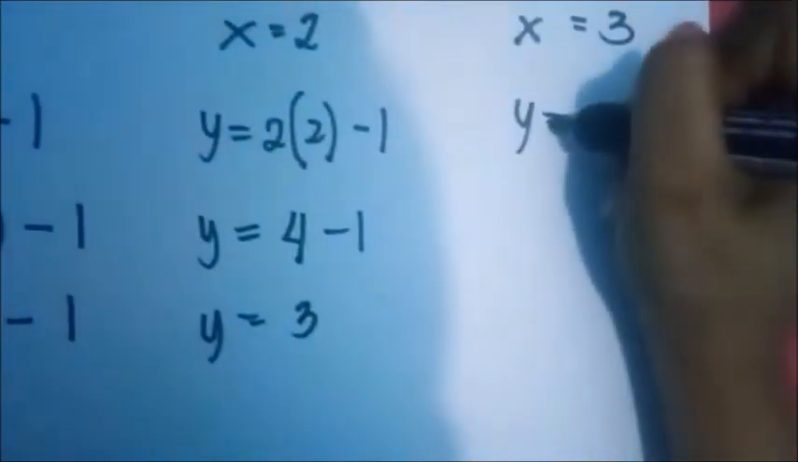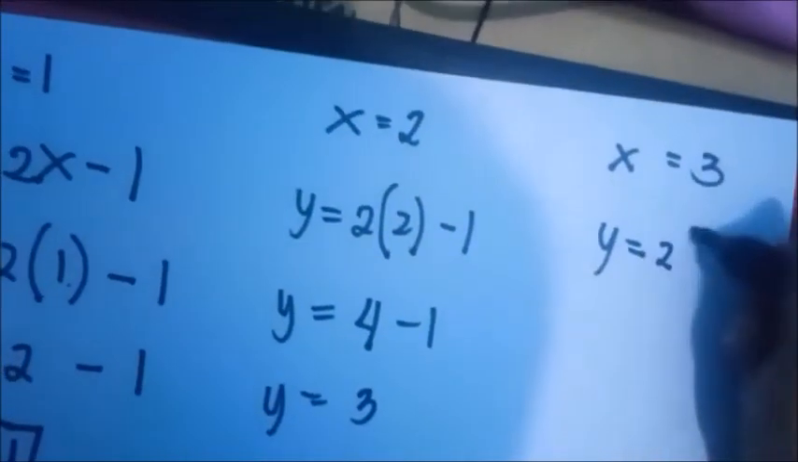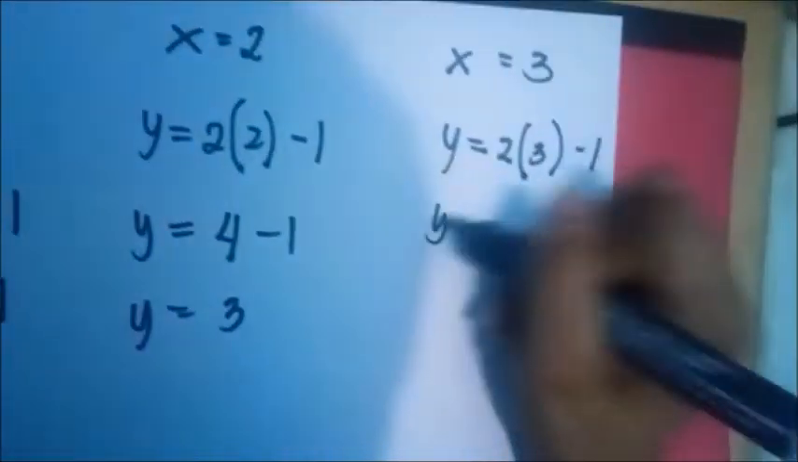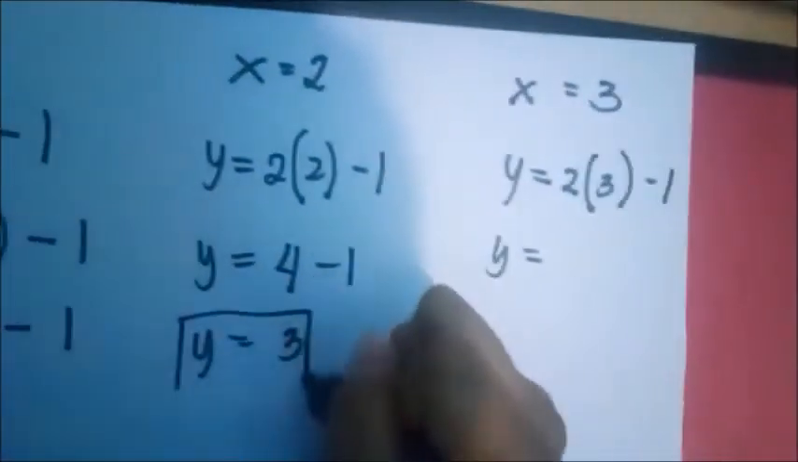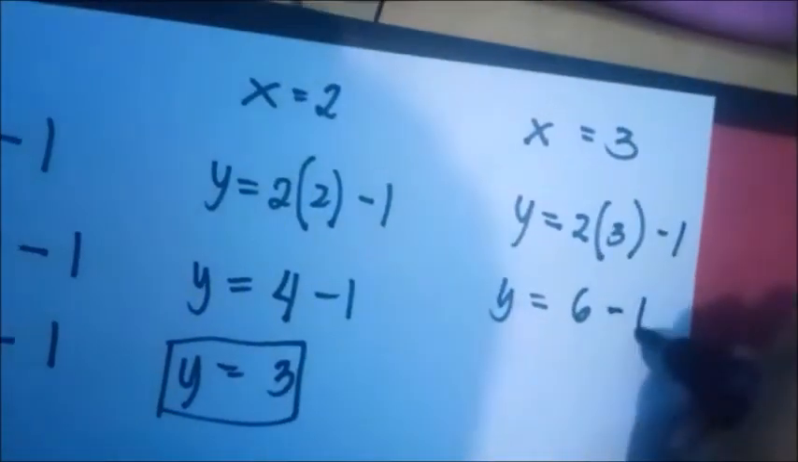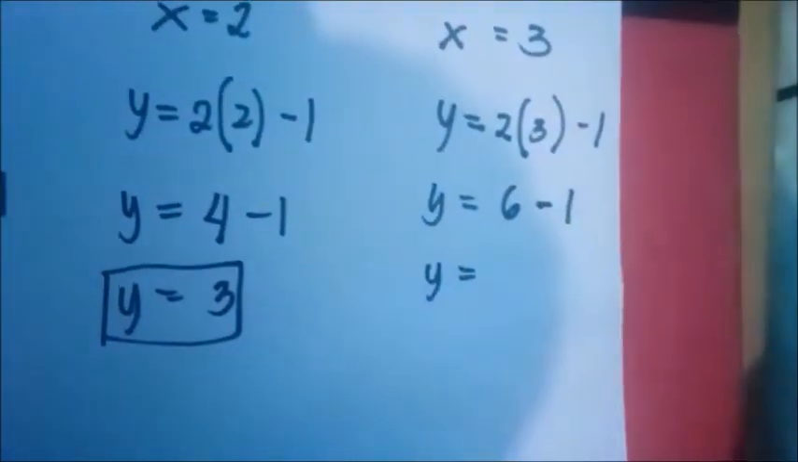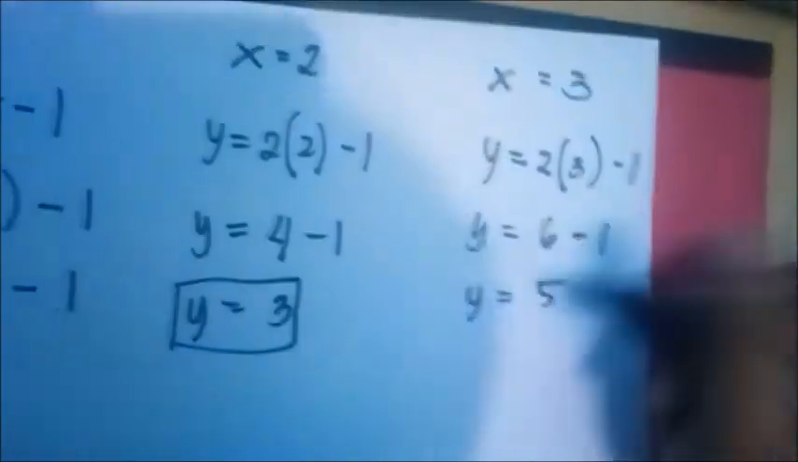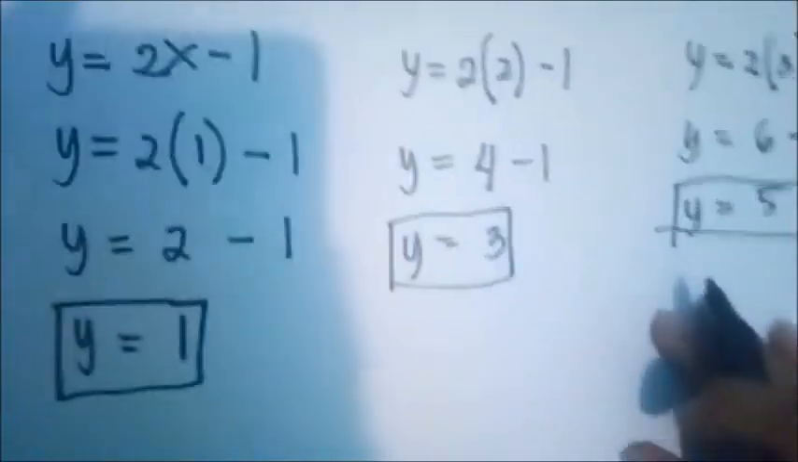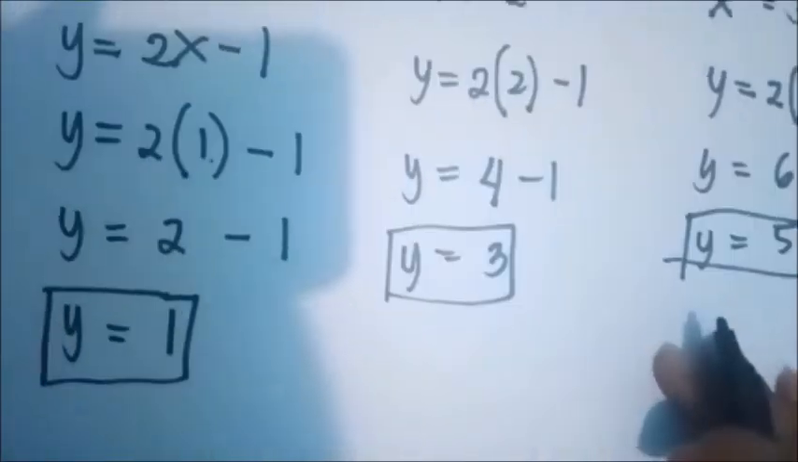Again, same equation, x is equal to 3. What is the value of x? 2 times 3 minus 1. Then y is equal to 6 minus 1. Then y is equal to 5. So let us have a mapping diagram or the table of our domain and range.